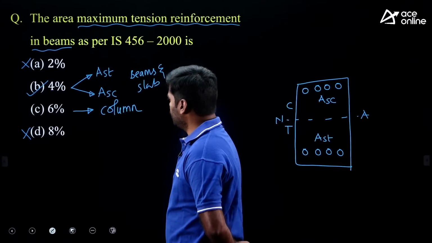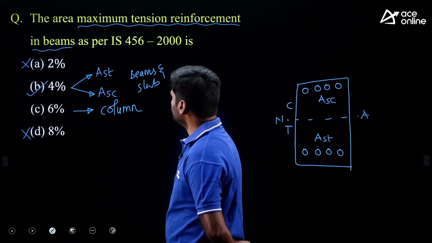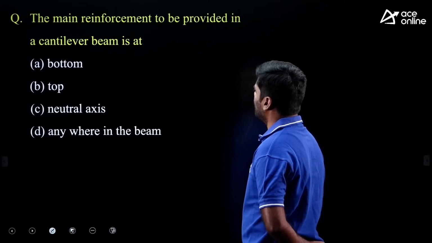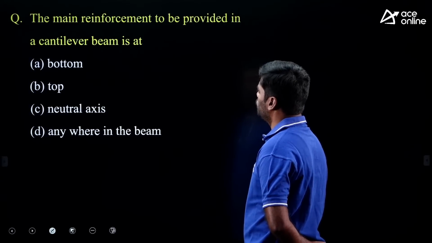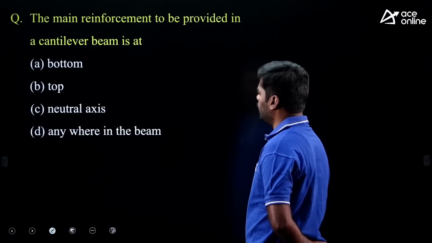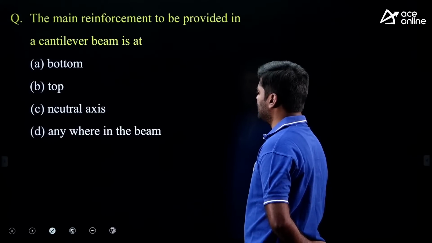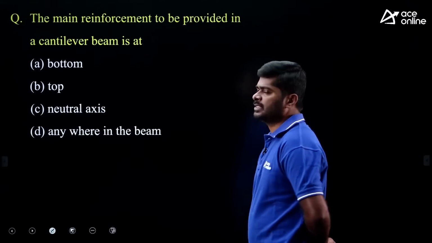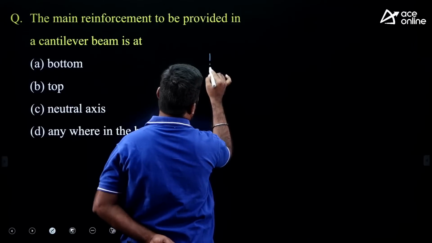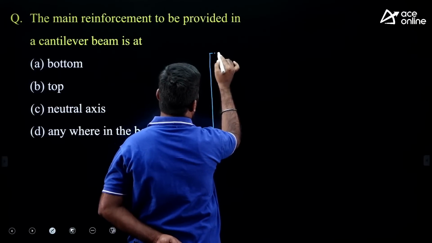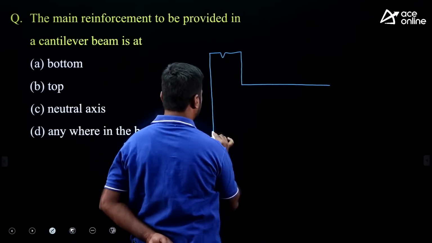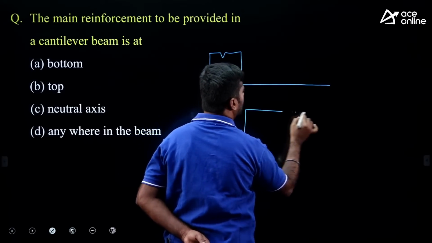Right. Coming to the next question: the main reinforcement to be provided in a cantilever beam is at, beautiful question, A, bottom, B, top, C, neutral axis, D, anywhere in the section or anywhere in the beam. This is a cantilever beam.